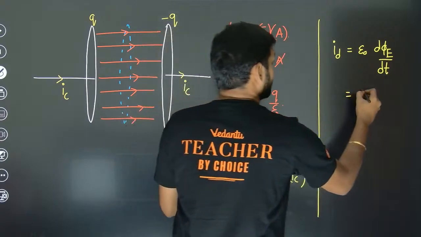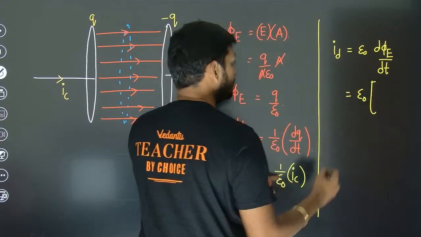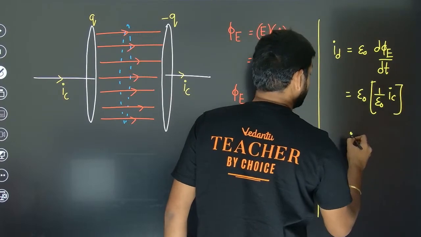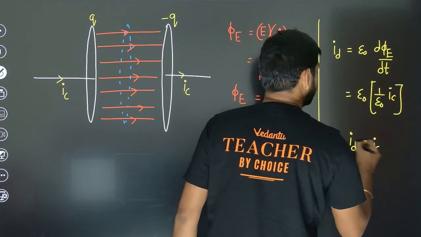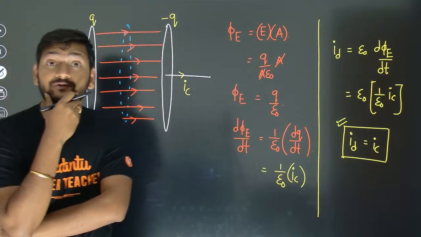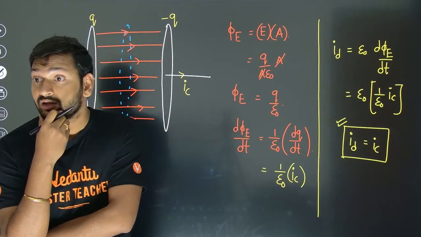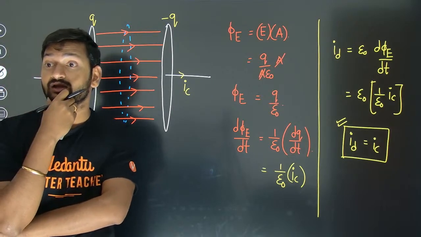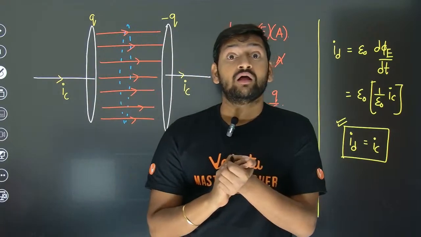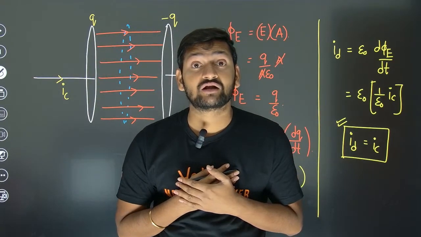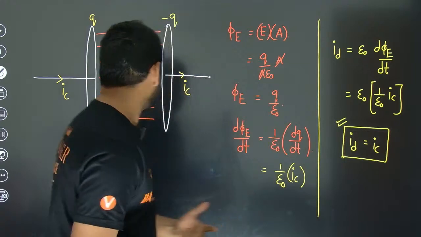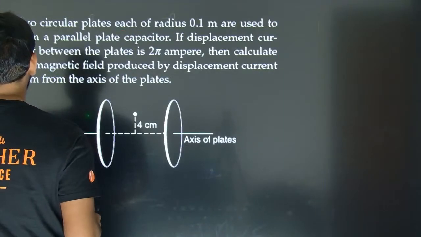Okay, epsilon naught into 1 by epsilon naught into IC. So what did we get? The displacement current in this case is coming out to be equal to the current that is flowing through the conducting wire. Very interesting. And now it is very important for you to know where I have to take the displacement current, like how the displacement current is going to be present between the plates. How we have to take it. This is something which is not even given in the books properly.